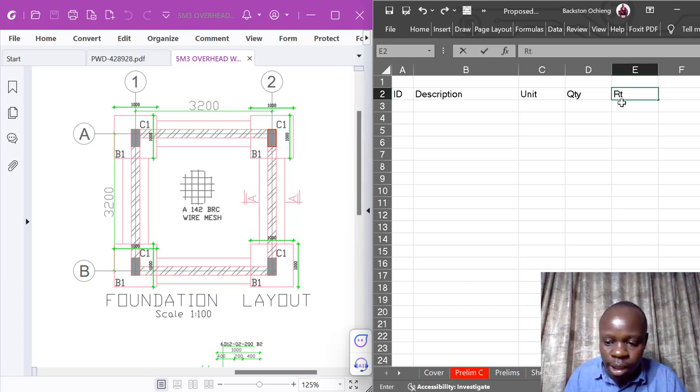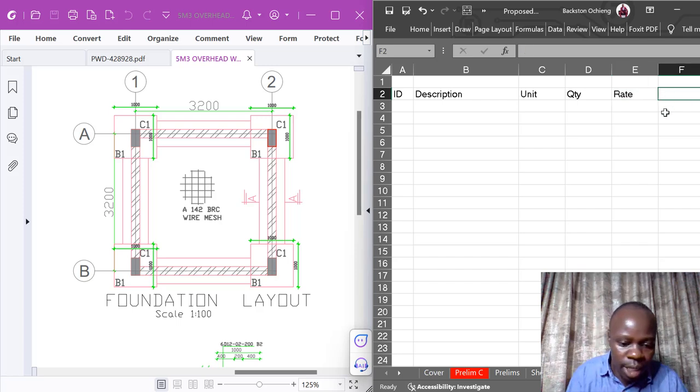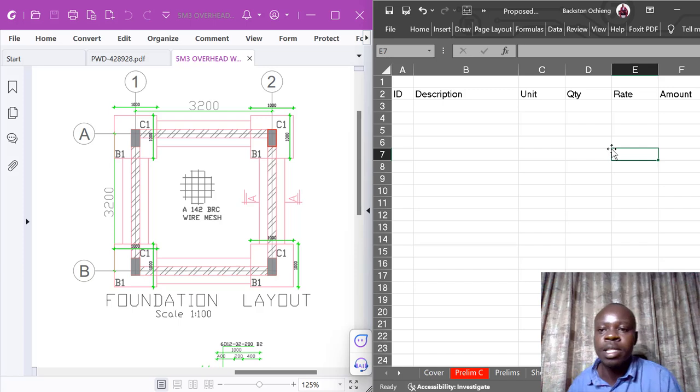I'll get our rate here. Okay, then after the rate, I will get our amount. Okay, but today our concern is a little different. We are not going to focus on detailed bills of quantities.